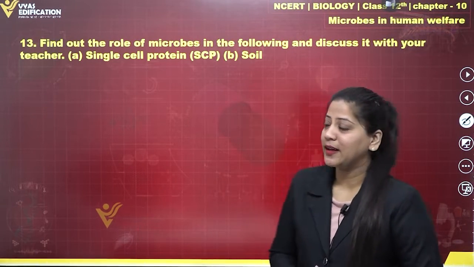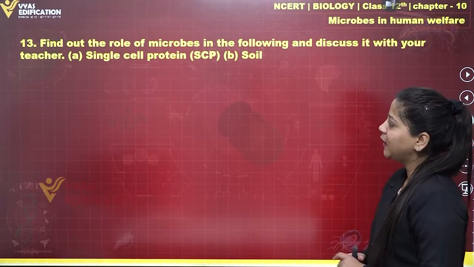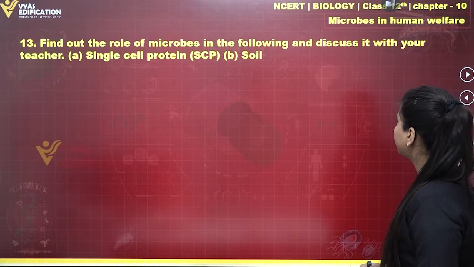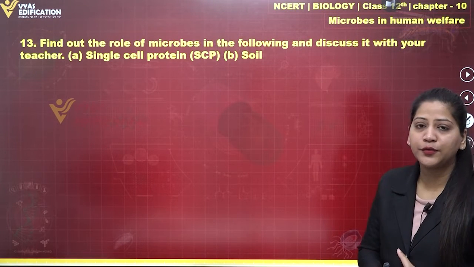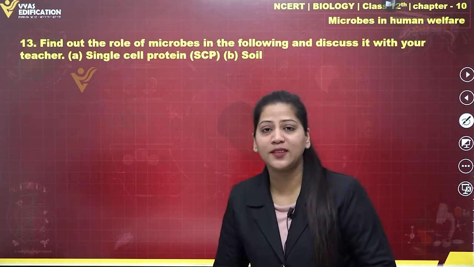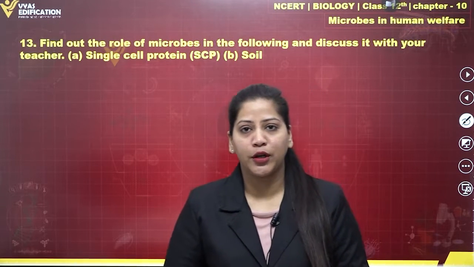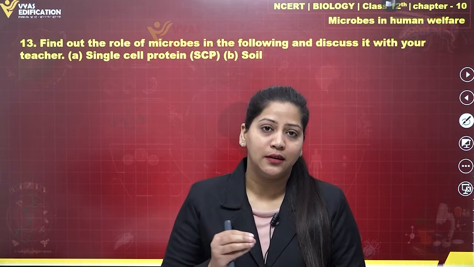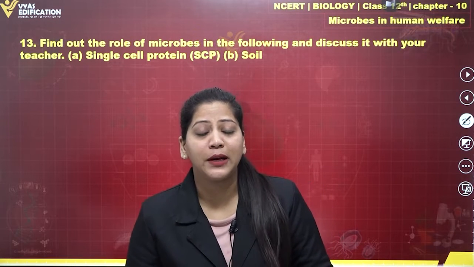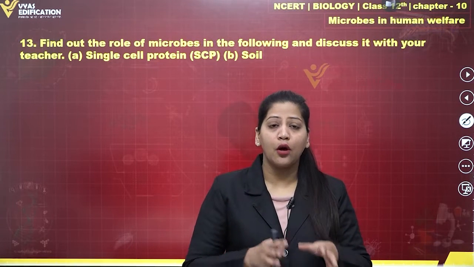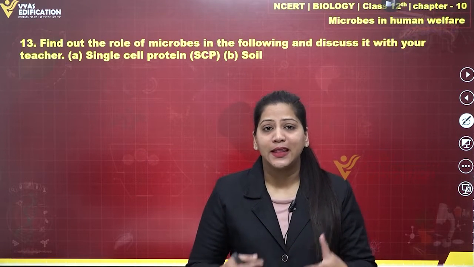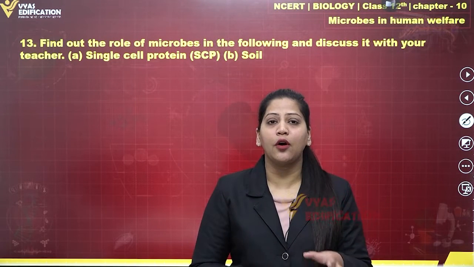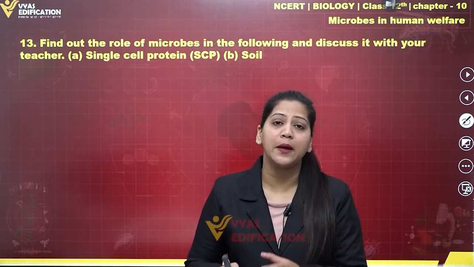Now let's discuss the next question, question number 13. Find out the role of microbes in the following and discuss it with your teacher: single cell protein and soil. So first we will be discussing single cell protein. What is single cell protein? Single cell protein, or SCP, is a type of protein obtained from either pure or mixed cultures of bacteria, cyanobacteria, etc. that have 30 to 70% protein content in their dry mass.